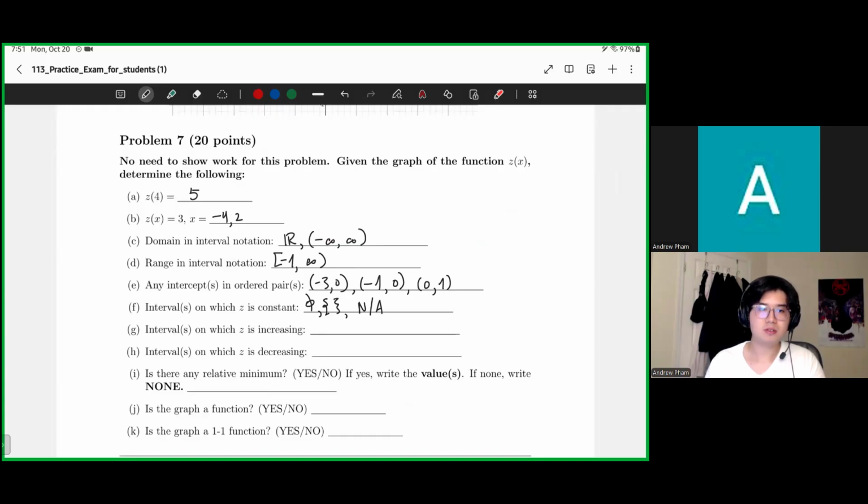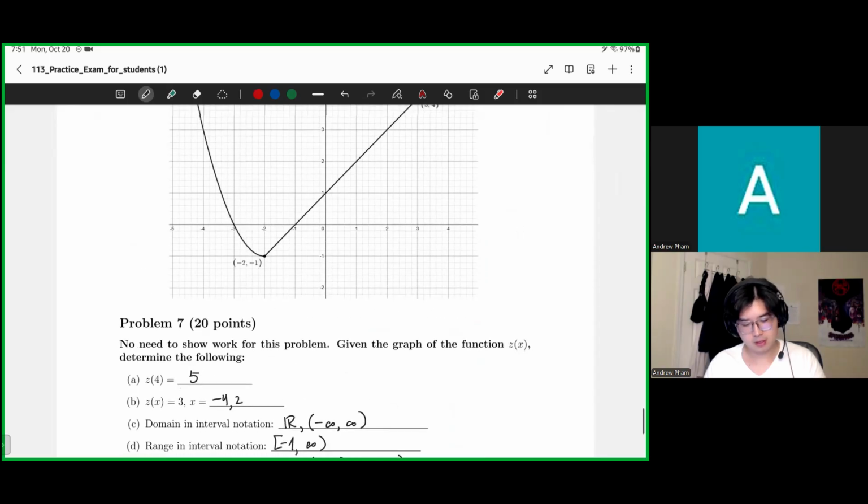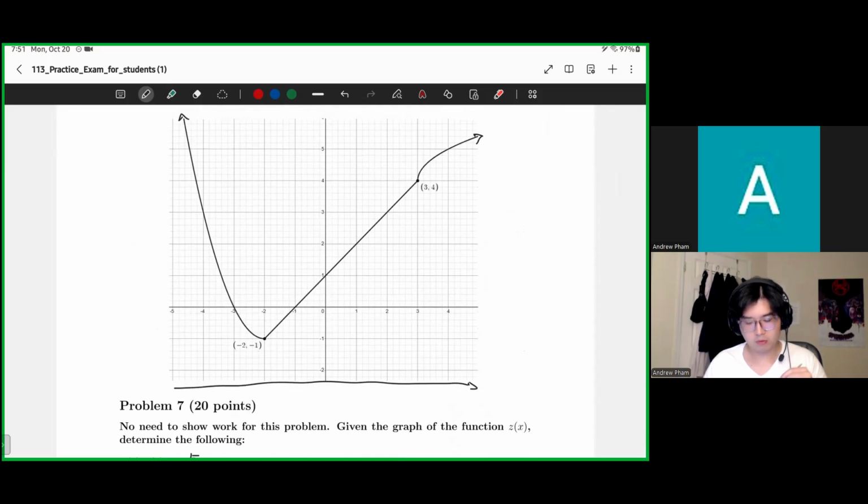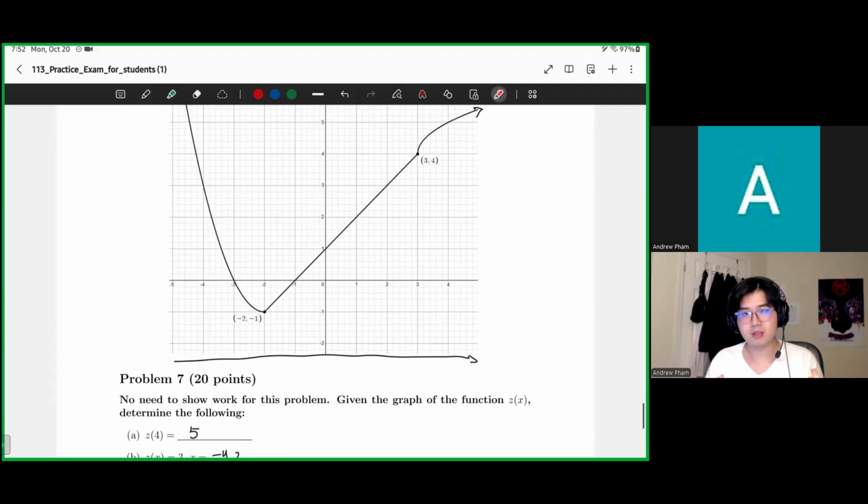For G, where z is increasing, as you read the graph from left to right, where are you increasing? Well, visually it looks like you're increasing here and also here. Now this point is interesting because it's a sharp point, right? This is the point where the two different functions meet. And by the notion that we had before, we don't actually know if a point can be increasing, decreasing, or constant at a single point. So in that case, we omit the point, right? The sharp point is omitted.